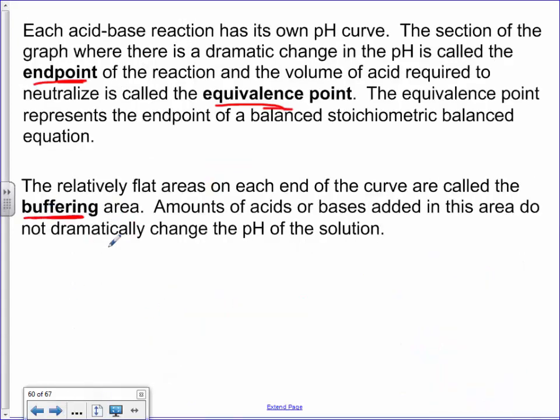Here's a term I haven't used yet. It's called the buffering area. Have you ever heard the word buffer before in different places? Where have you used the word buffer before? You haven't done bio yet, have you? Social studies? Do you talk about buffer states in social? Where have you heard the word buffer before then?